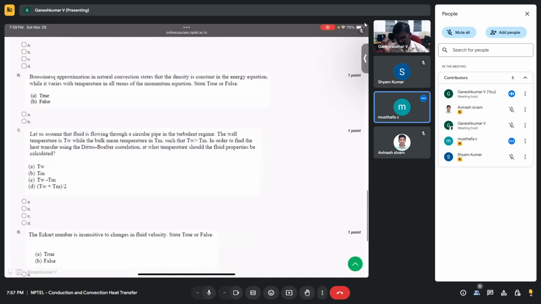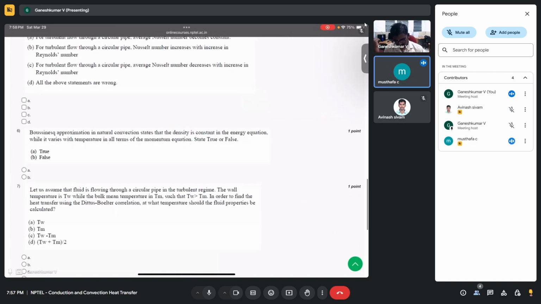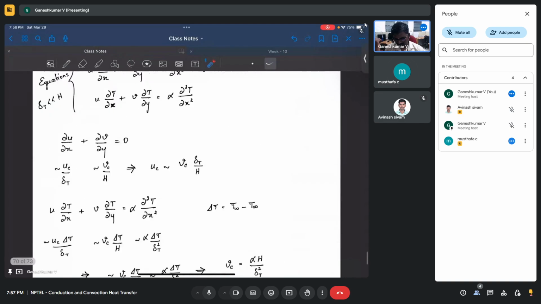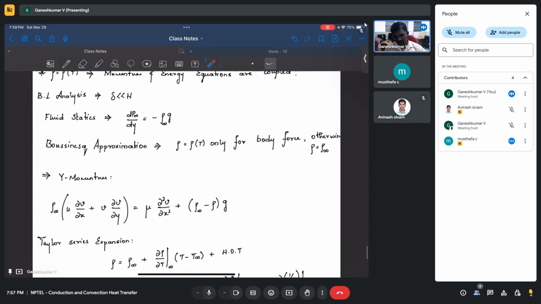So this one, the sixth one, or do you have some other question? 6-1. The Boussinesq approximation in natural convection states that density is constant in the energy equation, while it varies with temperature in all terms of the momentum equation. Whether it is true or false, you need to say, but we discussed this a little bit in the class, right? You should consider density to be a function of temperature, but we are making this approximation.